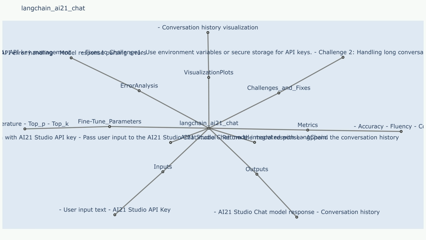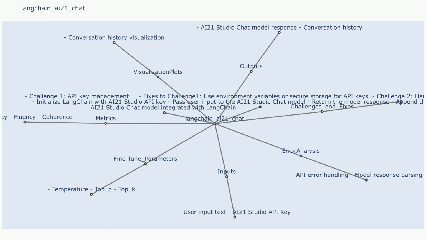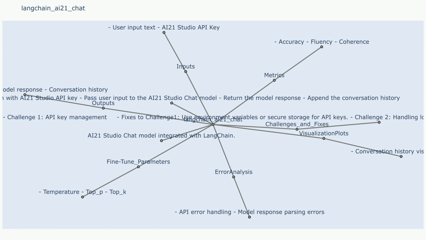Langchain AI21 chat. Description. This chain utilizes the AI21 Studio API to interact with large language models (LLMs) for text generation, translation, summarization, and other language-based tasks. It leverages Langchain's framework for orchestrating the interaction with the AI21 API.